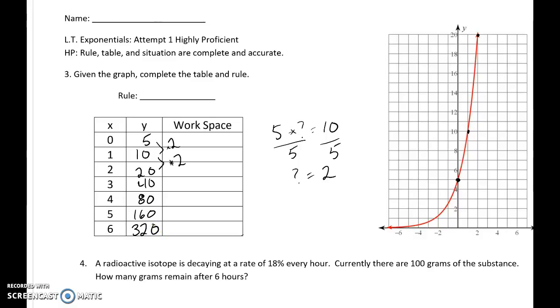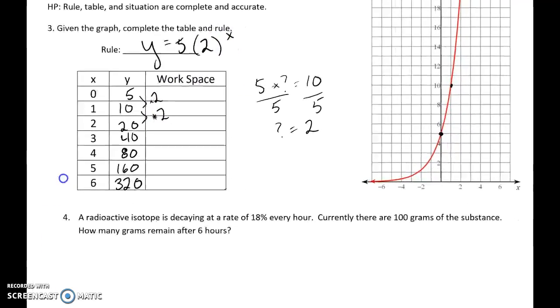Given this table, you have the starting value, you have the multiplier, and you know it's an exponential equation since it's being multiplied by the same number each time. Take a moment, write your rule, pause the video, and we'll check in just a moment. And so y equals 5, the starting value, times 2, the multiplier, to the x.